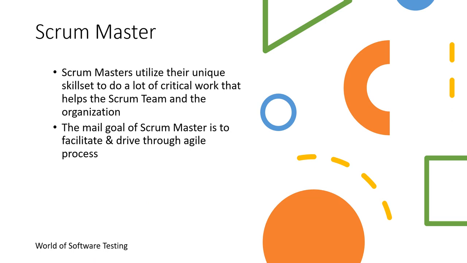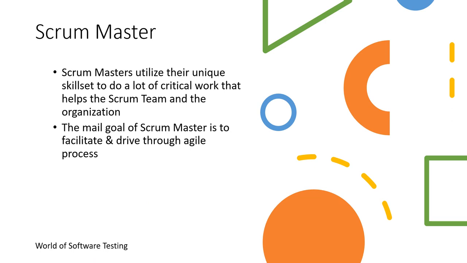And then here comes the Scrum Master. The Scrum Master utilizes their unique skill set to do a lot of critical work that helps the Scrum team and the organization. The main goal of the Scrum Master is to facilitate and drive the Agile process. So his goal is to follow the complete Agile process. We should not avoid following the process. The Scrum Master is accountable for the Scrum team's effectiveness as they help the Scrum team improve how the team works together to create value on an ongoing basis.